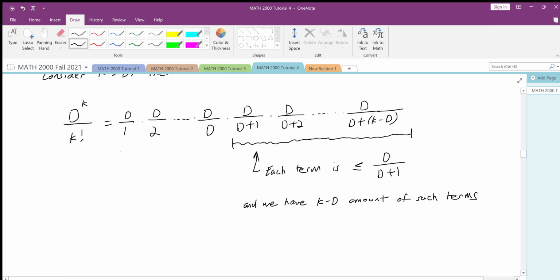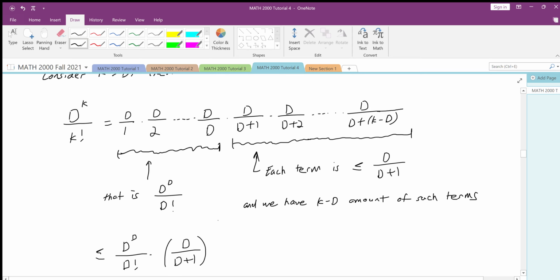For the portion on the left, that's just d to the power d over d factorial. So overall what we have is d to the power d over d factorial times d over d plus 1 to the power k minus d. And remember, k is strictly greater than d, so this term here makes sense.